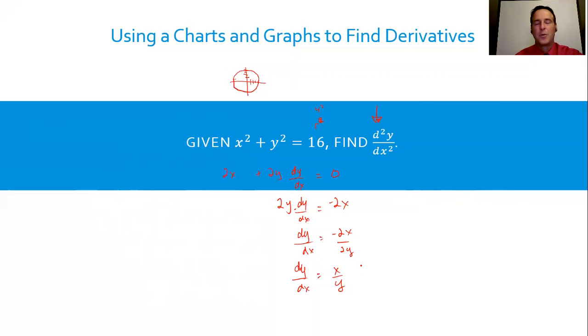So what do I do now? I've got to do the derivative again. So d squared y over dx squared is equal to, well, here's what I got. I got x over y, which means if I want to take this derivative, I have to use a quotient rule since it's in the form of a quotient. And so it is low times the derivative of the high. Derivative of x we know is 1, minus the high, which is x, times the derivative of the low, which is dy dx, all over low squared.